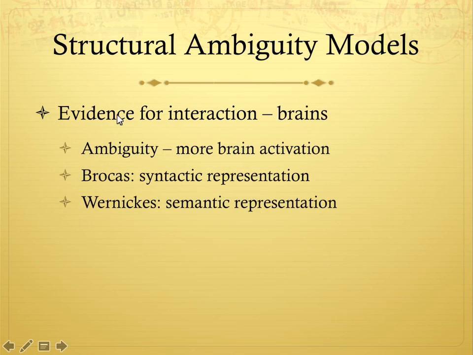Okay. So some evidence for interaction in the brain. When you have an ambiguous sentence, you get more brain activation because of this semantics and syntax going back and forth. And what we think happens is that in Broca's area, you get some syntactic representation. In Wernicke's area, you get semantic representation. Because remember, Broca's is what do I say next? So we're building the structure of it. Abstract thought is in the front of the brain. Wernicke's is, does this make sense?